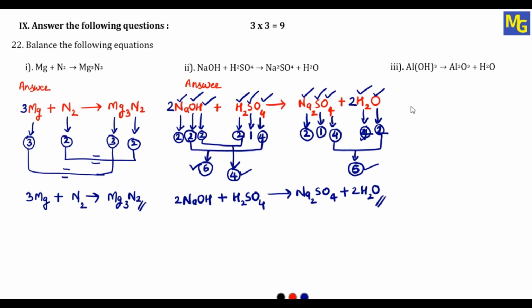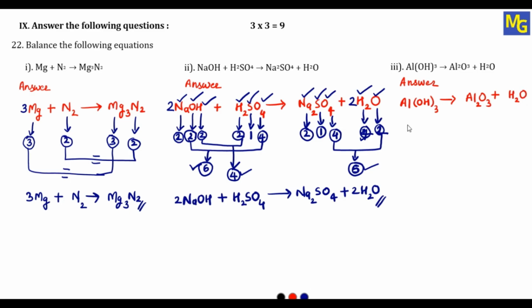Now we'll move on to the third one. In the third one, first write down that equation once again. In that we can do our trial and error process. So what is the equation? Al(OH) thrice. Very important, this thrice you have to remember. Now here Al2O3. Before writing Al2O3, we have to leave some space to do this trial and error. Same way, before writing H2O also we have to leave some space.